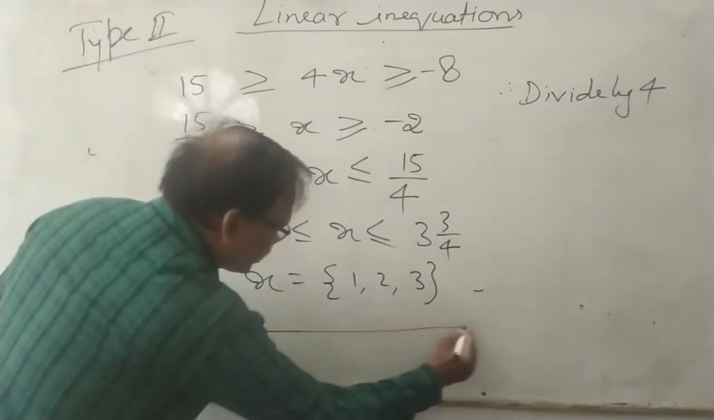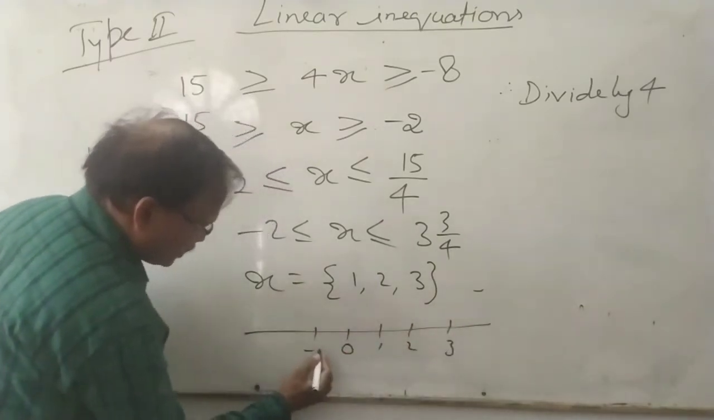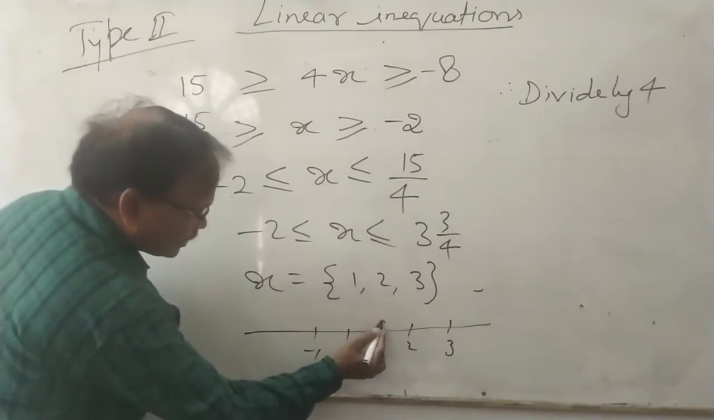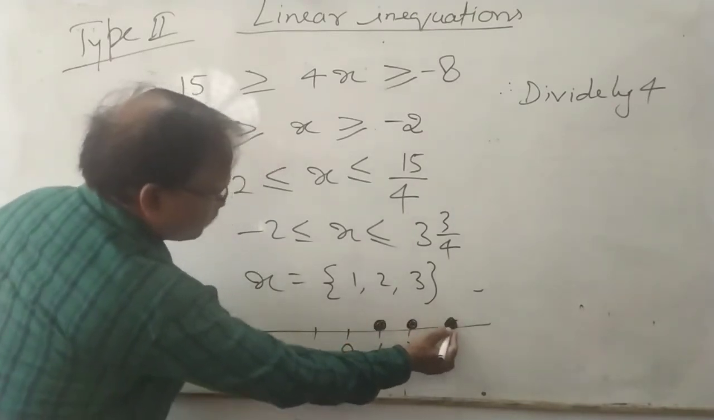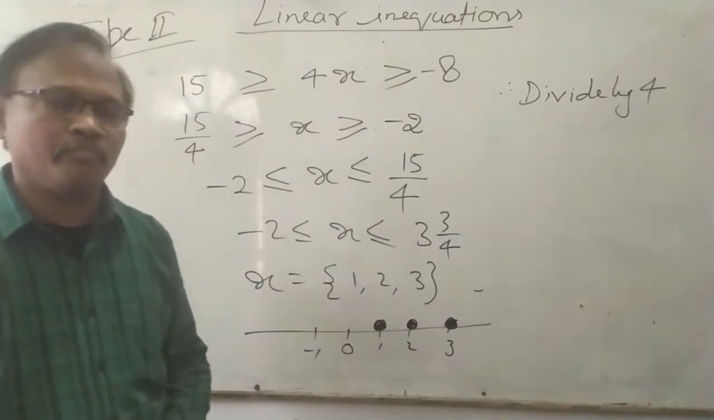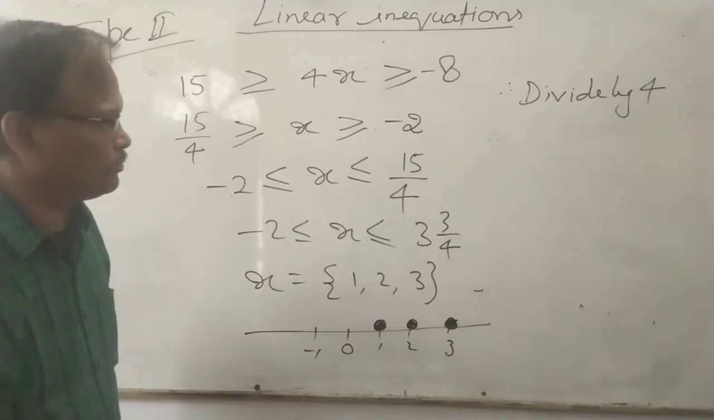And then on the number line 0, 1, 2, 3, minus 1 sufficient. Then put the dark circle on 1, 2 and 3. This is the number line. So by this way you can get the type 2 answers also.